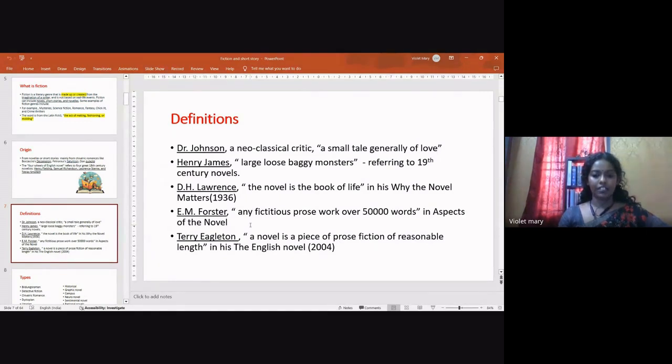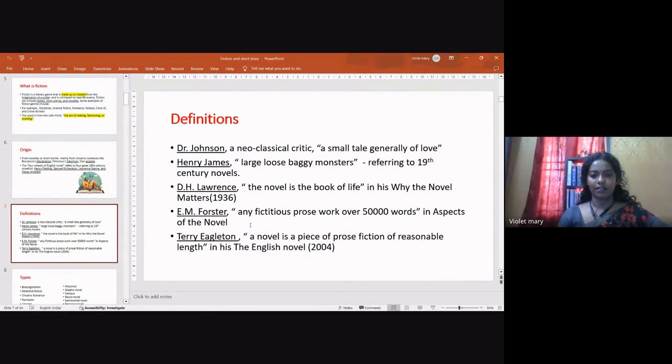And E.M. Forster: any fictitious prose work over 50,000 words, in his famous critical work Aspects of the Novel. Aspects of the Novel was published in 1927, right?